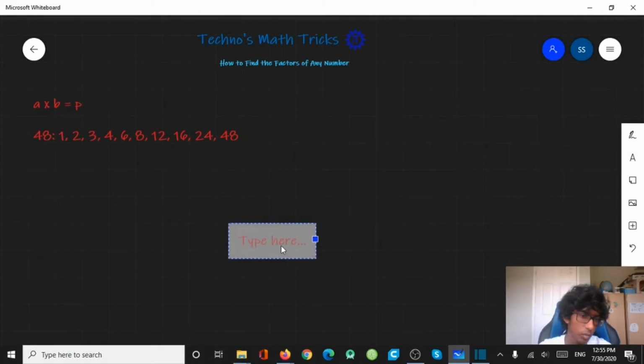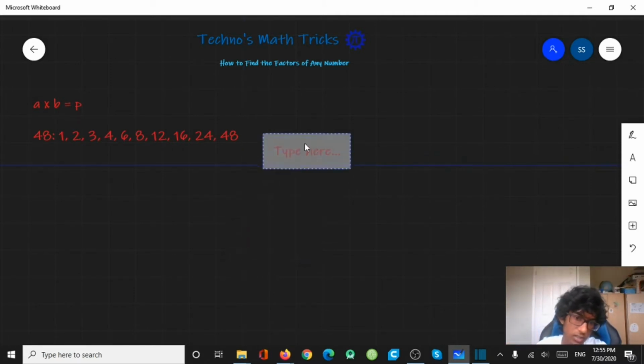And you might have noticed there is a relationship between these factors. The factors get closer and closer to each other. The pairs get more and more similar. There's less of a difference between them the closer you get to the middle of the factor chain. That is because if you multiply a factor by a certain number and then divide the corresponding other factor by the same number, you get the same factor pair.